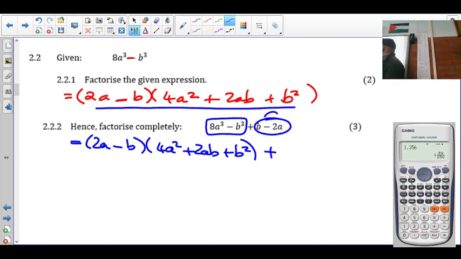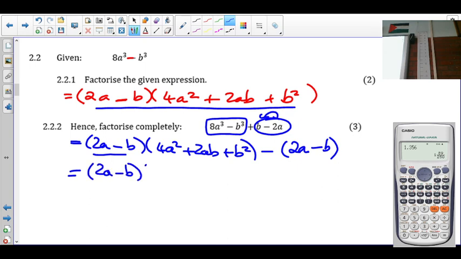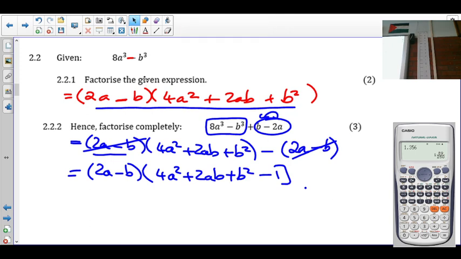But what must I do with this? Swap it around. Why do I want to swap it around? I want to look at the same like that. We swap around, what's going to happen? A negative is going to come out, not so. So it's going to be 2a minus b. So what is now common? 2a minus b. So if I take this out, what am I left with? 4a squared plus 2ab plus b squared. If I take this out, what am I left with? Negative 1. That's how you get the 3 marks. Okay.